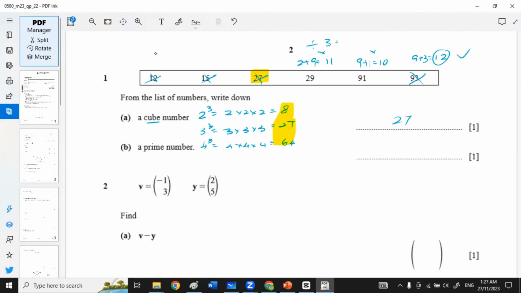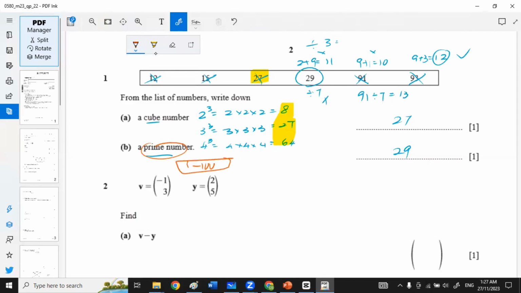Now, 29 and 91. For 29, now we check with 7. Is 29 divisible by 7? No. Okay, 91. If you divide it by 7, you get 13. Therefore, 91 is out of the list, so your answer is 29. For prime numbers, it will be good if you can remember the prime numbers between 1 and 100. Okay, that will help you in answering the question.